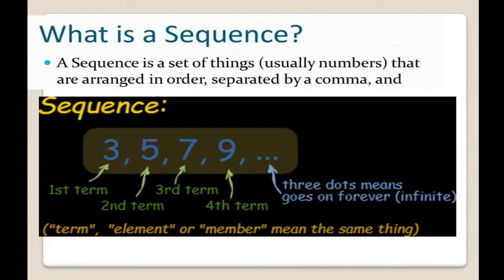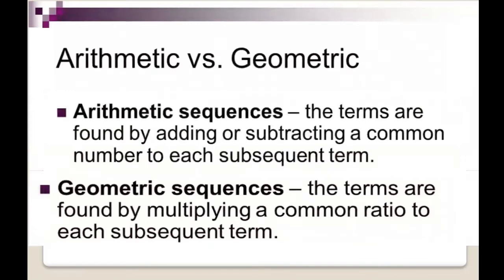Now let's learn how many types of sequences we have. We have two types: one is arithmetic, the other is geometric. Usually students are very confused when they study arithmetic sequences and geometric sequences. They don't understand the difference between them. So today we are going to clear everything about arithmetic and geometric sequences in an easy way to remember. First, let's go for arithmetic sequence.